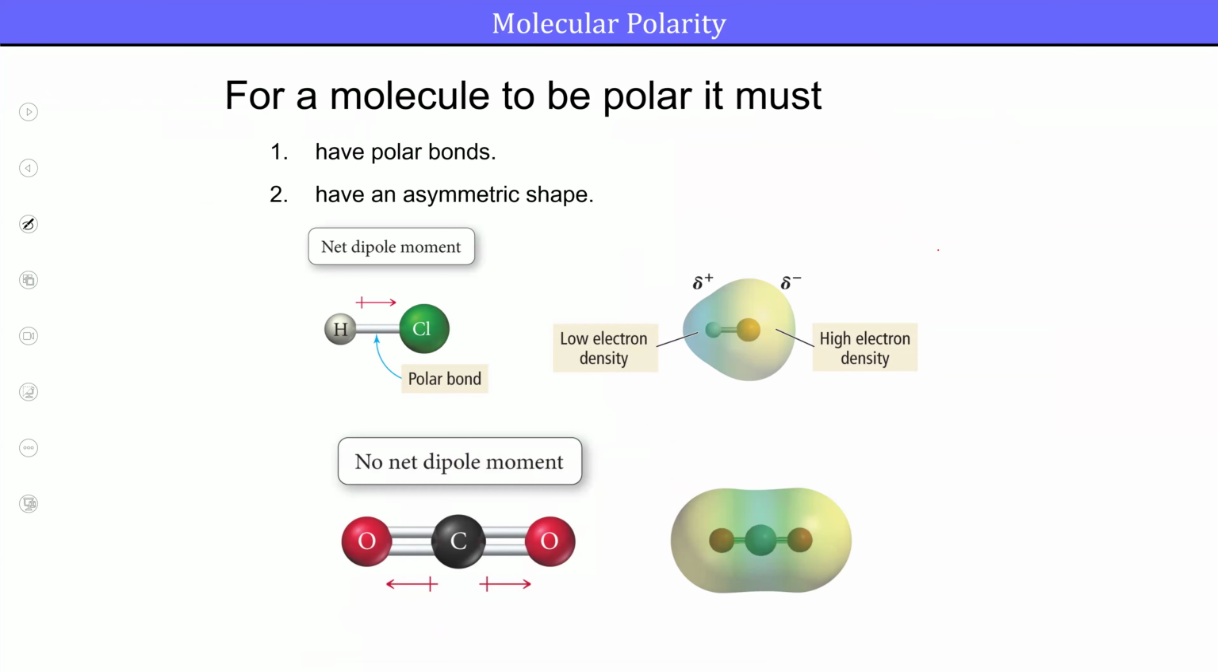For a molecule to be polar, it's got to have polar bonds. Easy enough, we just learned how to do that. Lewis dot structures are a pain, but we can do it. We're getting better at it. The molecule also has to be asymmetric. And that's where the VSEPR geometries come in. Because if the molecule is symmetric, even if you have polar bonds, they're pulling in exactly opposite directions.